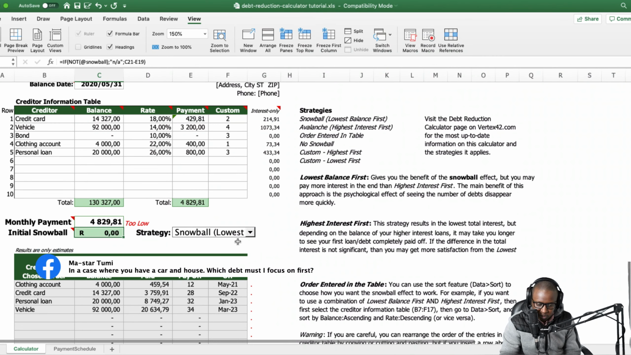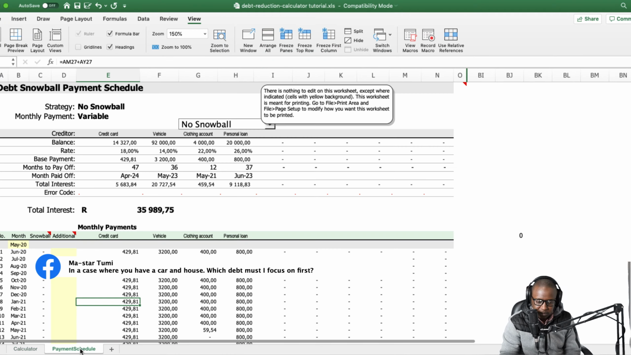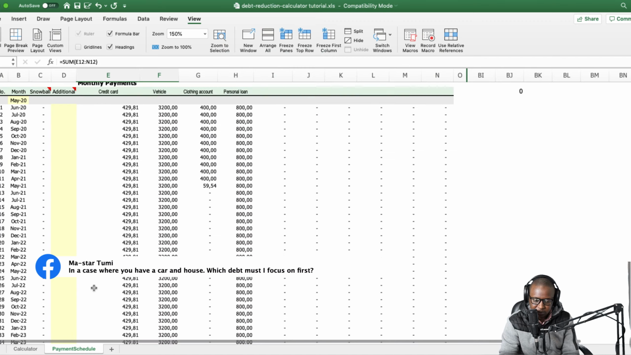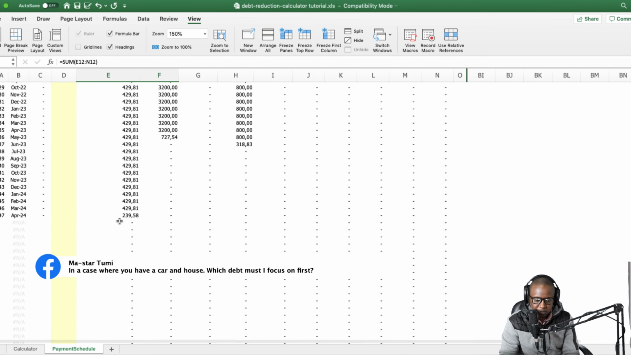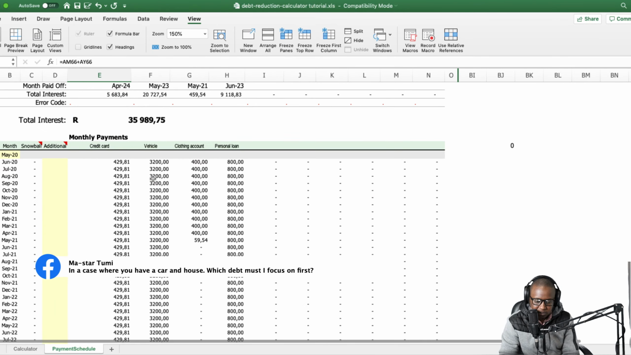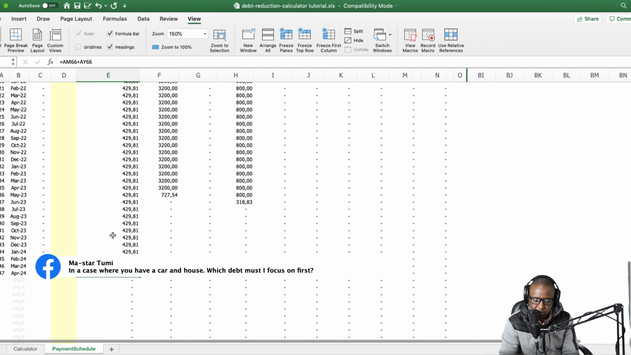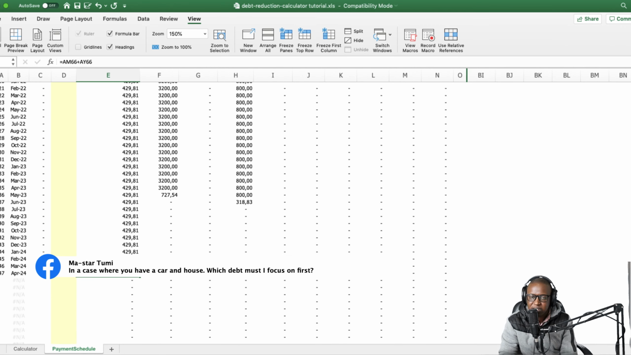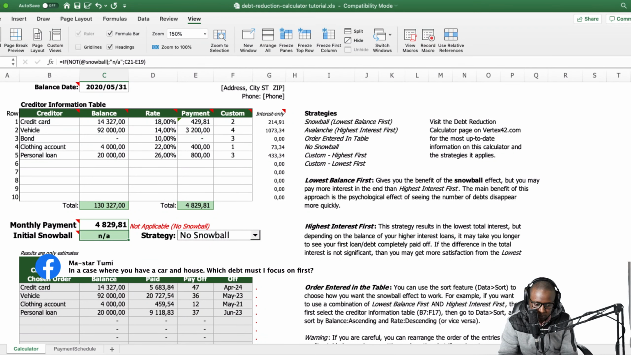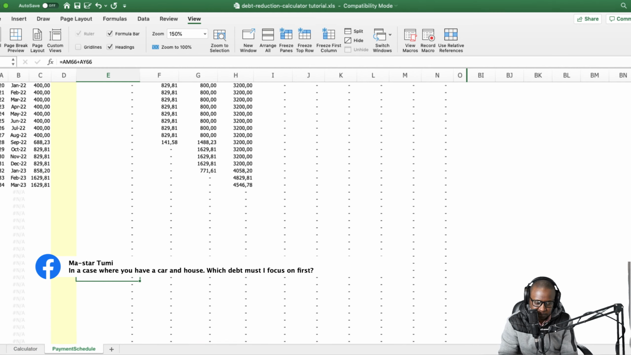So without the snowball method, this person pays interest of 35,989. As you can see, the longest time to pay the debt is 47 months, which means you will be debt free after 47 months if you are not using any method. You are applying whatever the bank tells you to pay. But if you are using the snowball method, instead of paying for 47 months, you'll be debt free in 34 months.